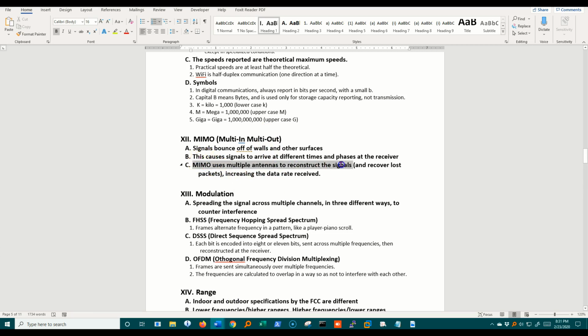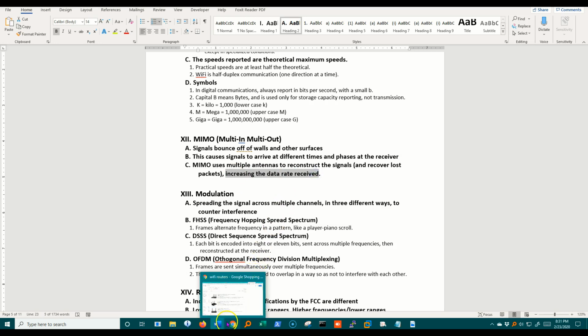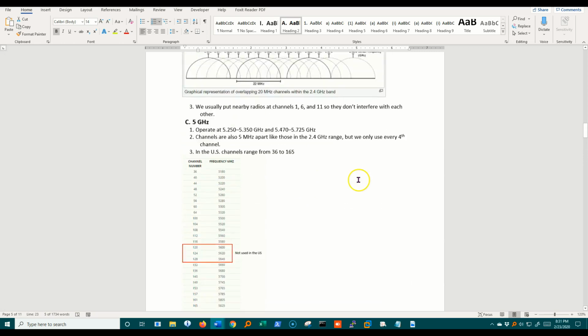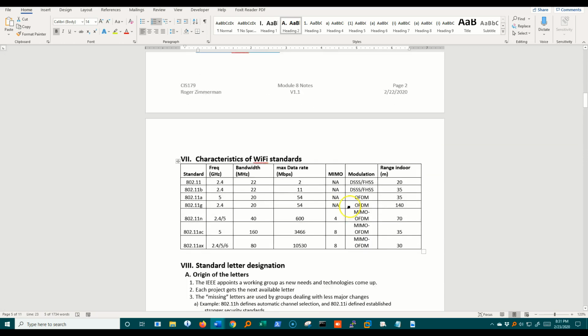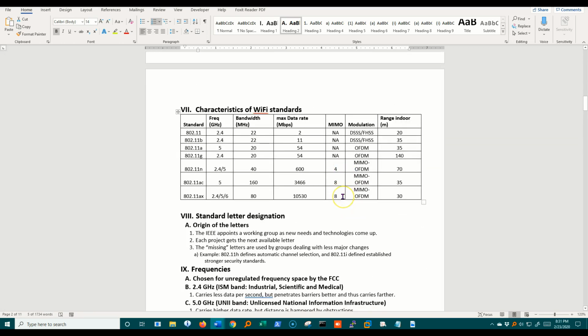MIMO uses multiple antennas to reconstruct the signals and recover lost packets, increasing the data rate. So now the other question we have is, what's up with this 4 and this 8? Well, it turns out the more antennas we use, and some complex math to go with them, the better it is.